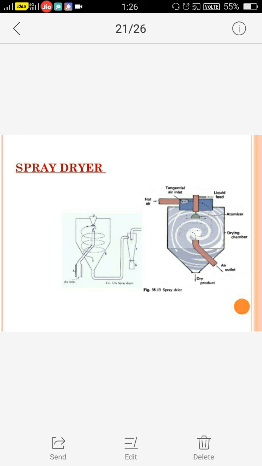The product is fed into the dryer in the form of liquid, also providing hot air inside the drying chamber. At the same time, the atomizer sprays the liquid into fine droplets. At high temperature the liquid is converted into solid particles, and these particles drop to the bottom side of the dryer into the discharge spot. Also excess air goes out from the drying chamber to the air outlet.